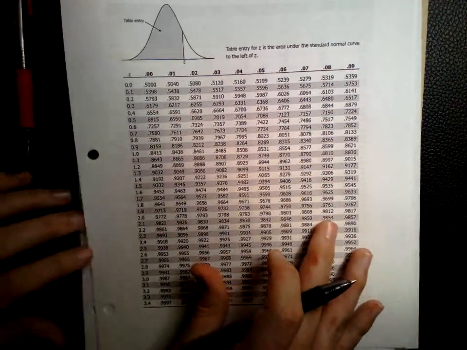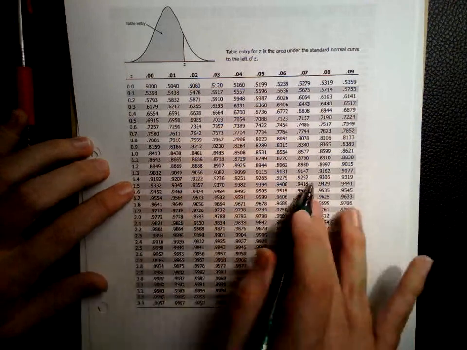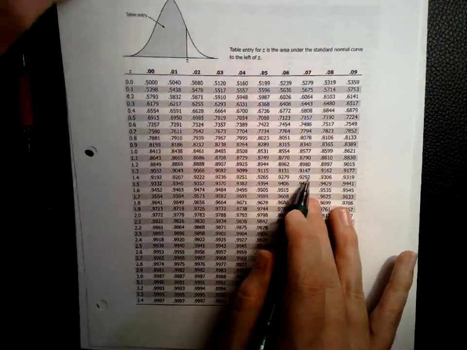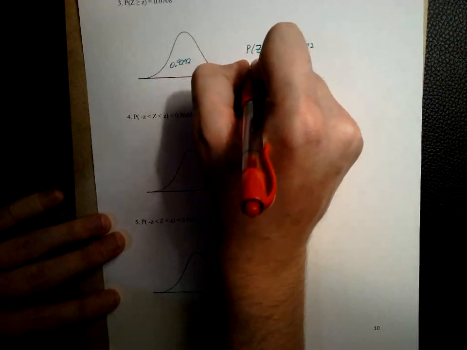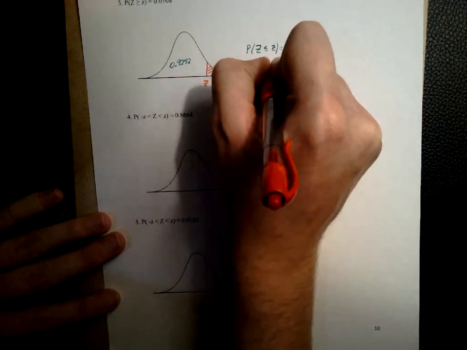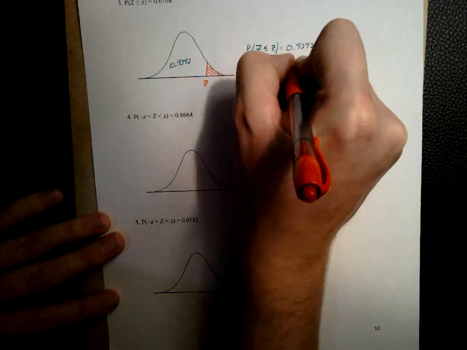And 0.9292 is right here, 1.47. This implies that the z-score we're interested in is 1.47.